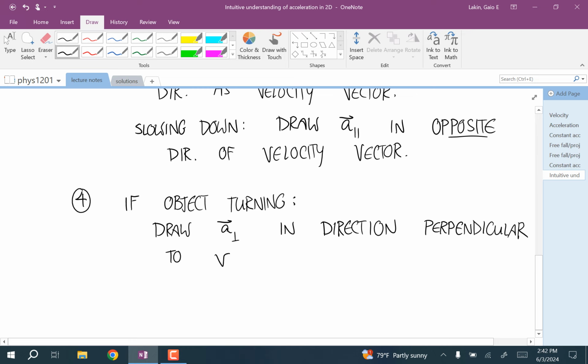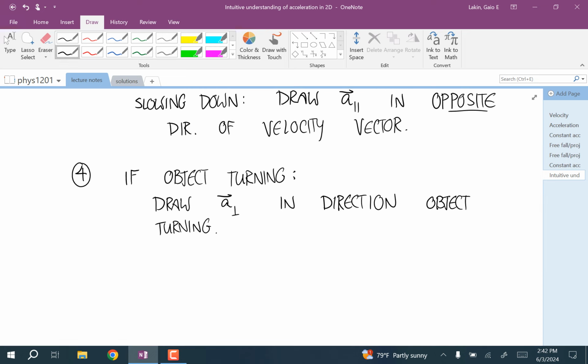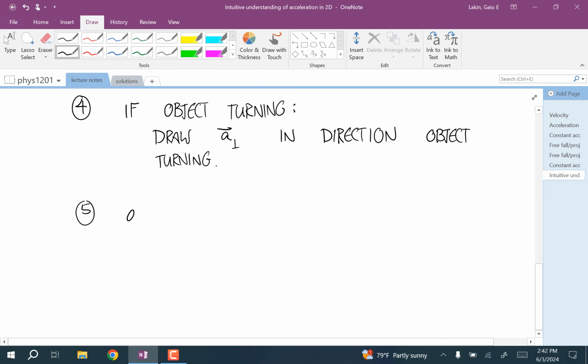Yeah, in a direction, actually, let me write this differently. In a direction, sorry about that. Draw a perpendicular in the direction that the object is turning. And then the last thing is the total acceleration is just the sum of these two parts.